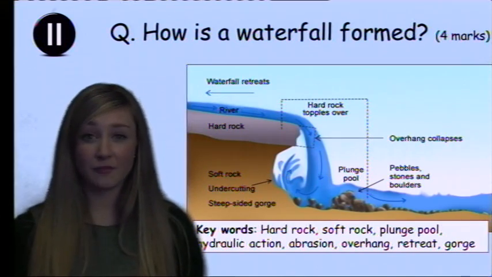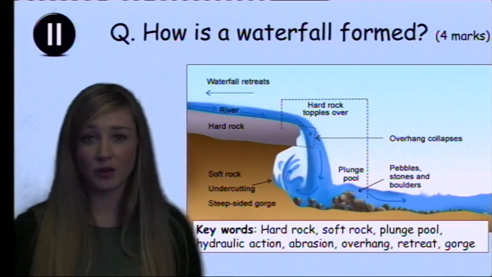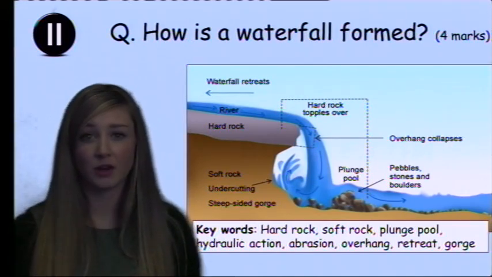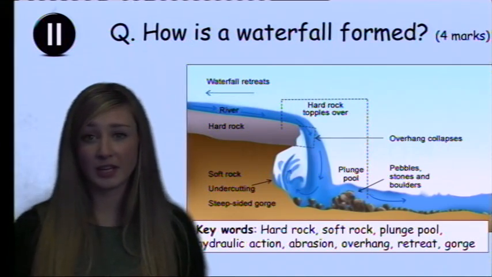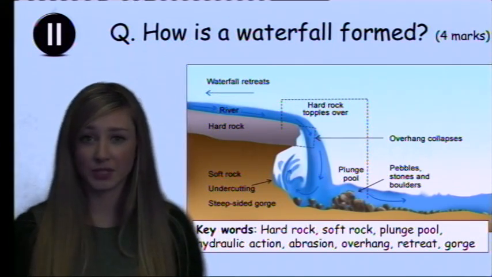It's kind of like cliff retreat, and you get this undercutting part where the top of the hard rock is no longer supported by the soft rock that used to be underneath it. So this hard rock is going to fall off, and it's actually going to collapse into the water.